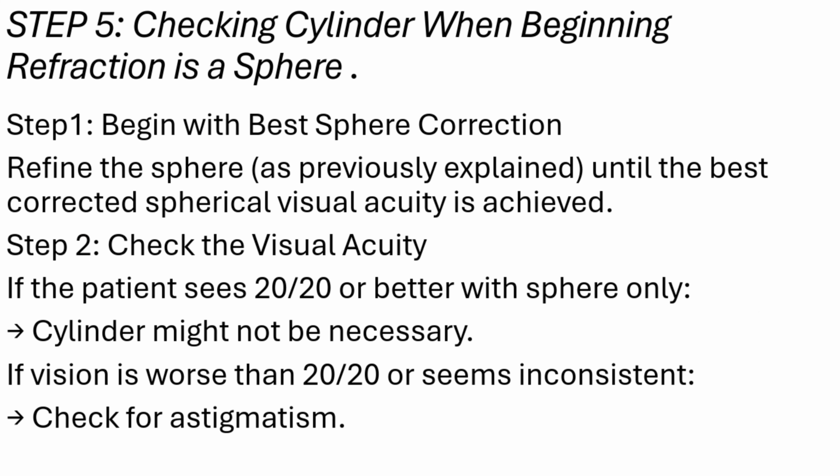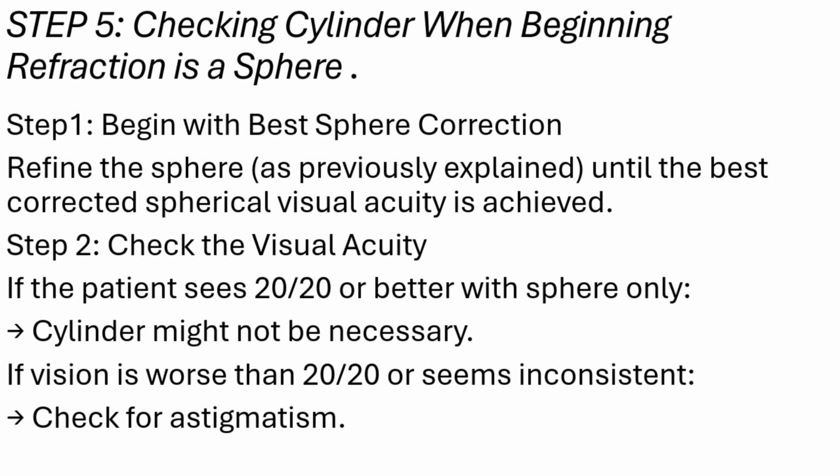Then step 5, checking cylinder when starting refraction is a sphere. When a patient's initial refraction appears purely spherical, that is, no astigmatism detected on retinoscopy or AR, you must still check for possible uncorrected astigmatism.